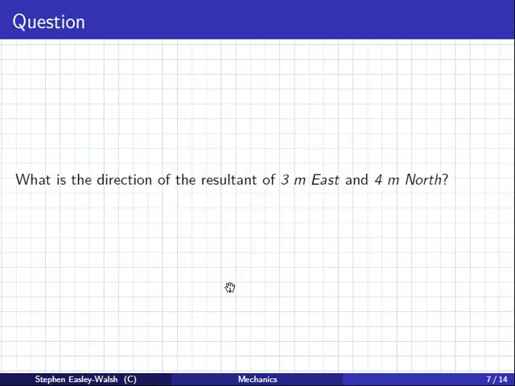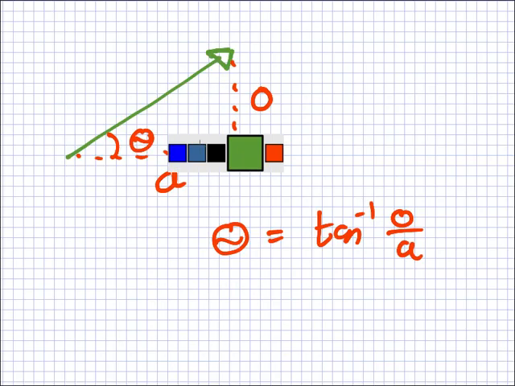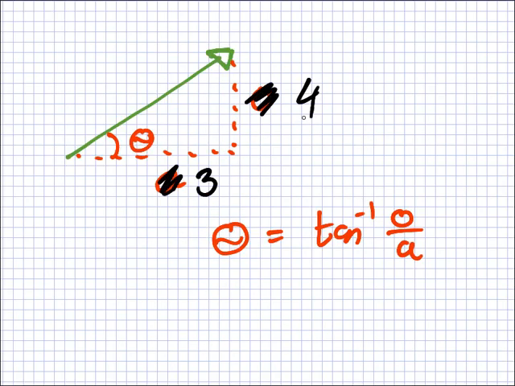So let's go back to our example we did a moment ago, where this is 3 and this is 4 meters, and I want this angle. Can you take out your calculator and make sure you can get the answer? It should be tan inverse 4 over 3.